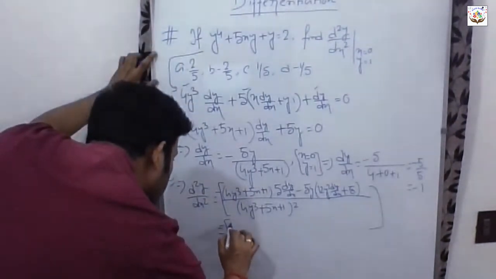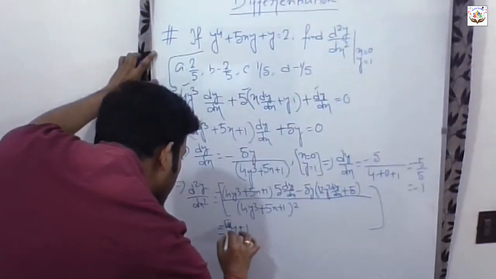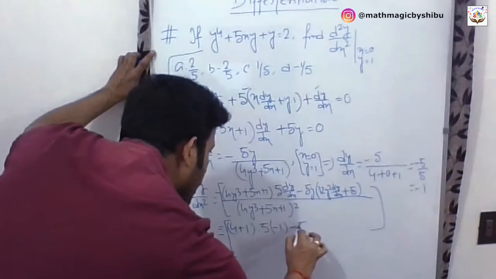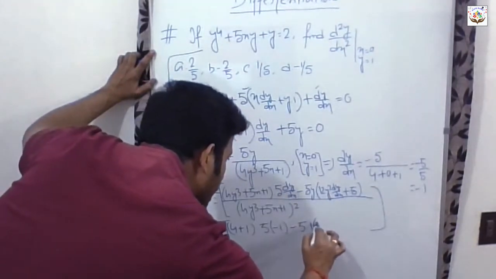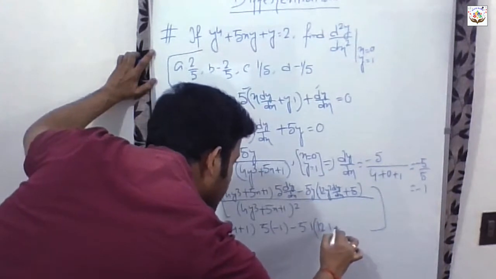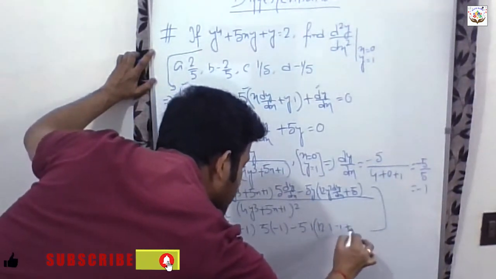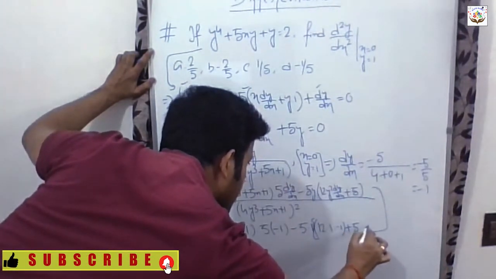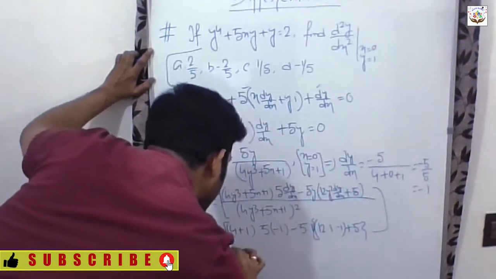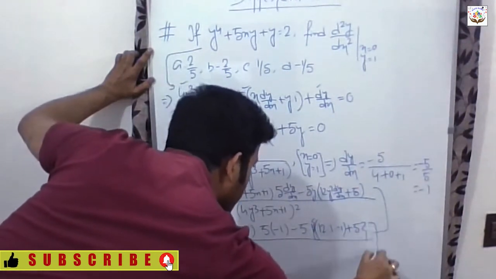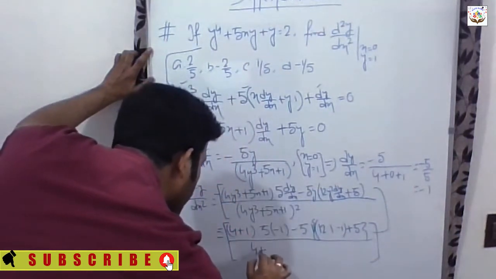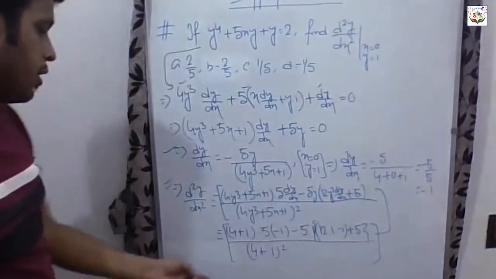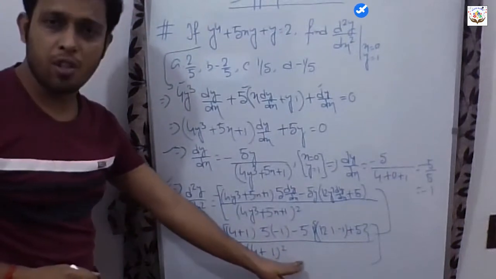Okay, now 4 plus 1 as x equals to 0, into 5 into dy dx, that means minus 1, minus 5 into 1 in the bracket, 12 into y square will be 1 and dy dx is minus 1, plus 5. Okay, and in the denominator we have 4 plus 1 as x is 0.